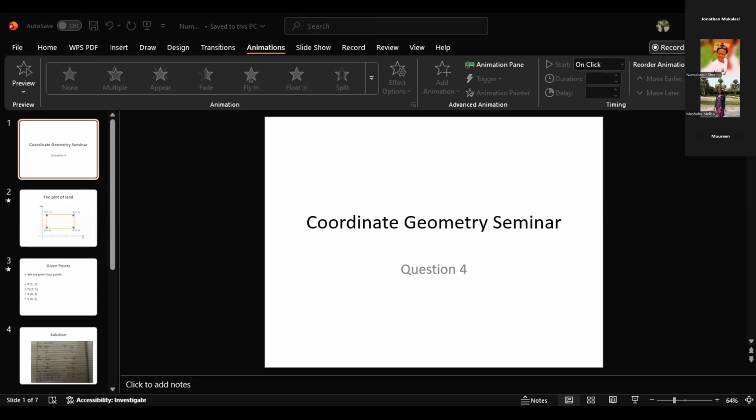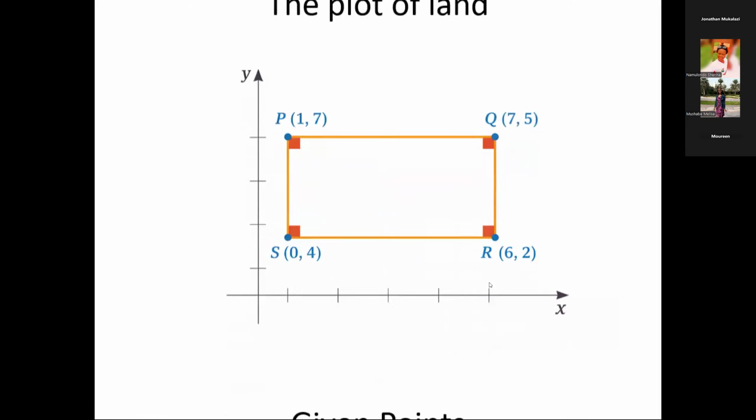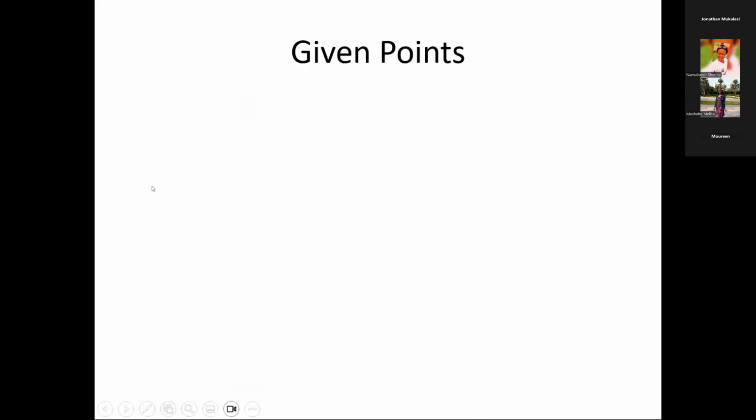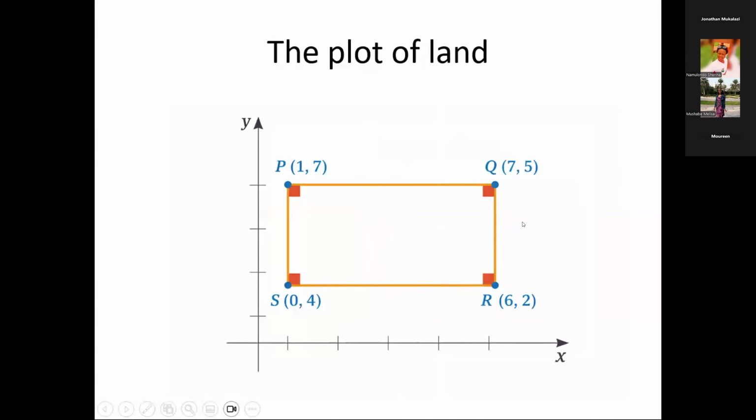So what do you know about a rectangle? For the person who was asking about the concepts of diagonals and midpoints, let me first go to the formula I shared. Hope you can all see my screen. Okay. So that's our plot of land.